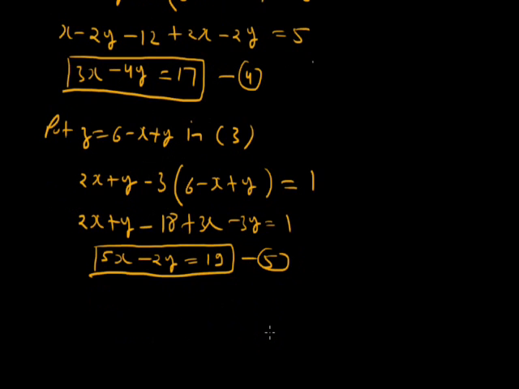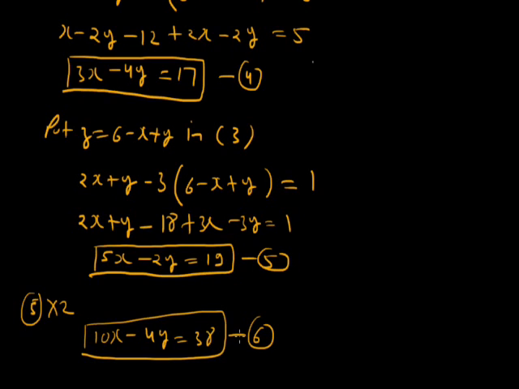Now we have to solve these two equations 4 and 5. So what we are seeing is that the coefficient of y is minus 4 here, and here y is minus 2. So we can make the coefficient of y equal. If I multiply equation number 5 with 2, it becomes minus 4y. So the coefficients are equal. So I have to multiply equation number 5 with 2. So it becomes 10x minus 4y equals 38. Let's say this is equation number 6.